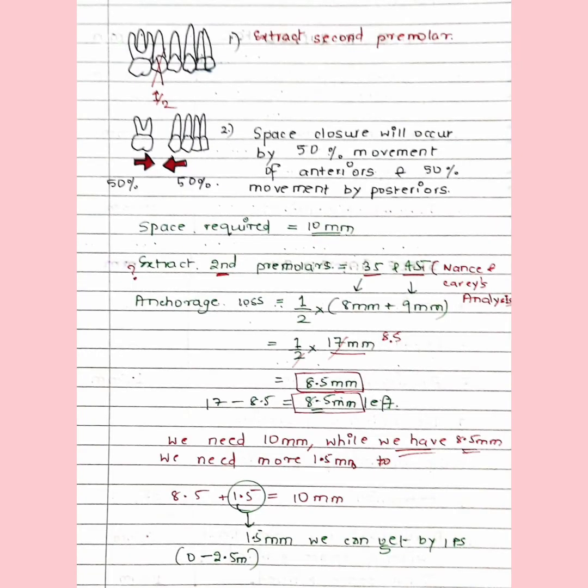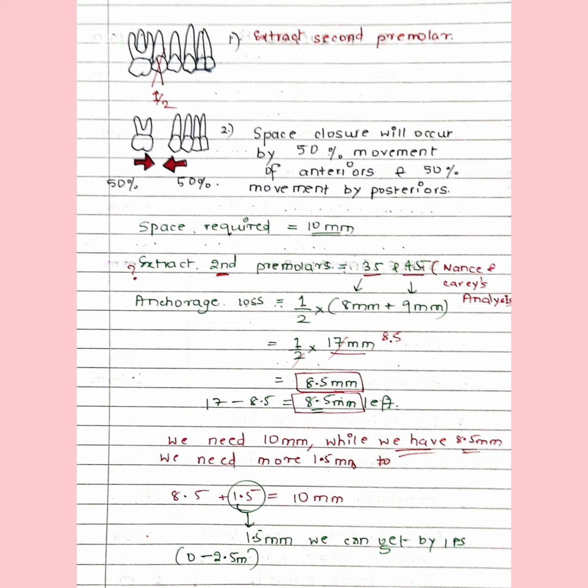So when we extract second premolars, you can see here in the diagram, there will be 50% movement of these incisors and 50% movement of molar. Thus space closure will occur by 50% movement of anteriors and posteriors, anchorage loss like I said. So the space required here in the mandible is 10 mm. We are going to extract second premolars 3|5 and 4|5.